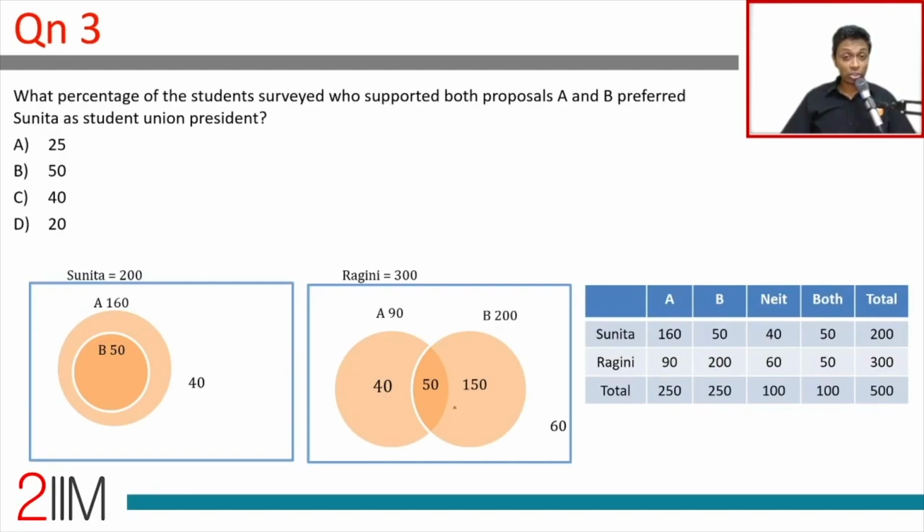What percentage of students surveyed who supported both proposals A and B preferred Sunita as a student? Both. Out of this 100, what percentage supported Sunita? 50 out of 100, half or 50%. This table gives everything we need.